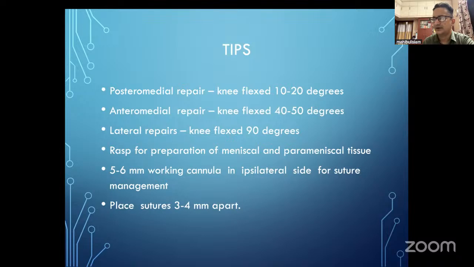We use 5 to 6 mm working cannulas on the ipsilateral side to avoid suture management issues and reduce soft tissue trauma. Sutures should be placed 3 to 4 millimeters apart to ensure secure fixation and uniform load transmission. Meticulous technique and precision enhance healing rate and clinical outcome.